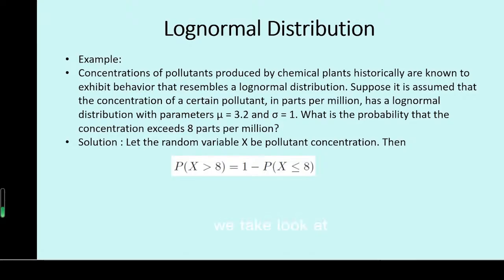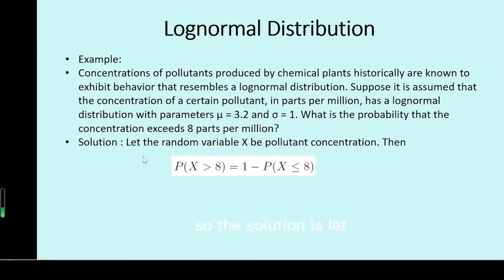We take a look at two examples. The first example is the concentrations of pollutants produced by chemical plants historically are known to exhibit behavior that resembles a log-normal distribution. Suppose it is assumed that the concentration of a certain pollutant in parts per million has a log-normal distribution with parameters mu 3.2 and sigma 1. So the question is, what is the probability that the concentration exceeds 8 parts per million?